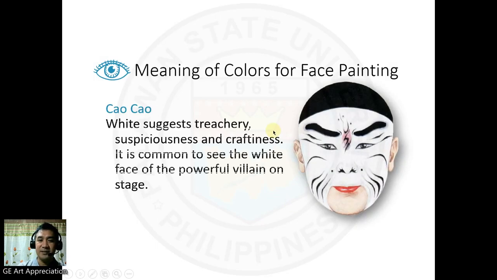Another color is white, Cao. White suggests treachery, suspiciousness, and craftiness. It is common to see the white face of the powerful villain on stage.